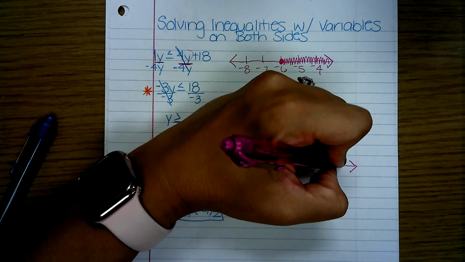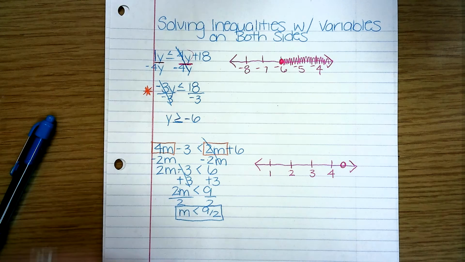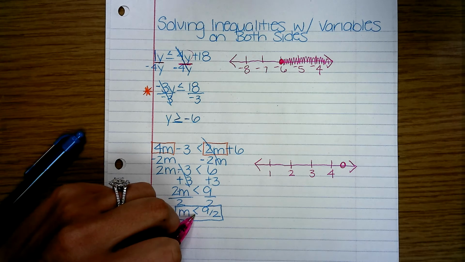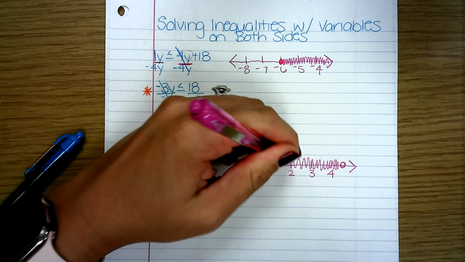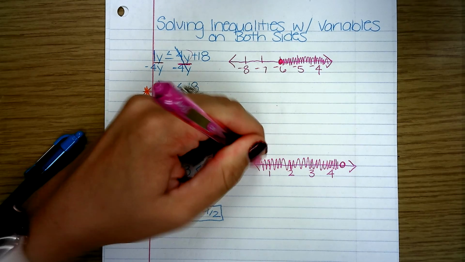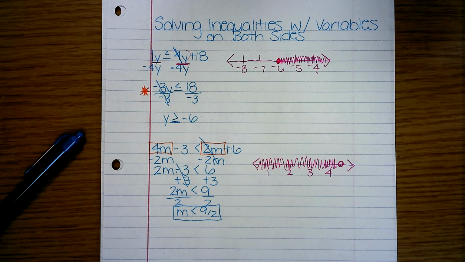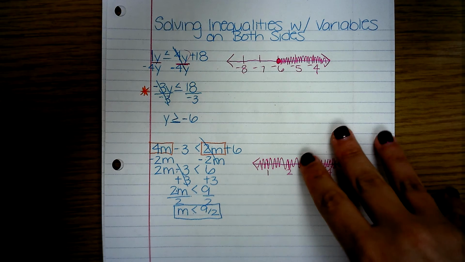So we are putting an open dot at 4.5, and since it's less than, that's why it's open, and it's everything to the left. Now, along with just having variables on both sides, we could also have to distribute as well. So let's look at an example where we see both.